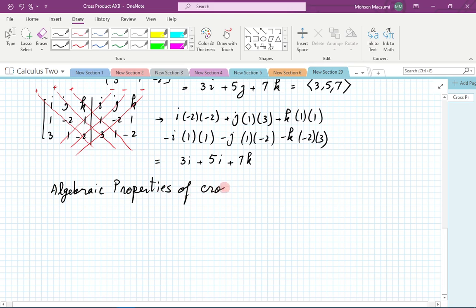Algebraic properties of cross product. Many of these things tie in with the properties of determinants, but we are not going to open that can of worms with respect to determinants. These are all very easy to observe or prove.